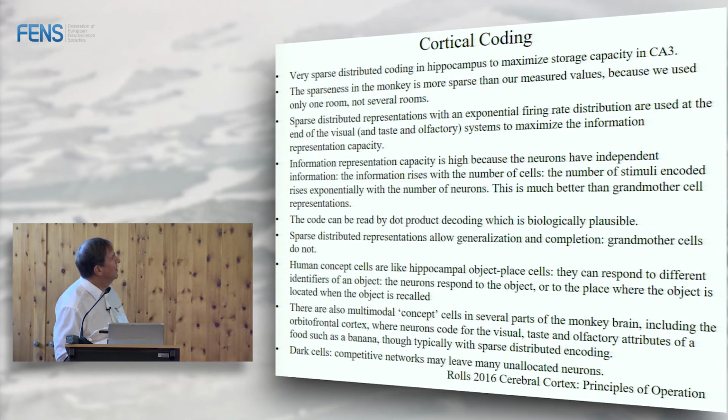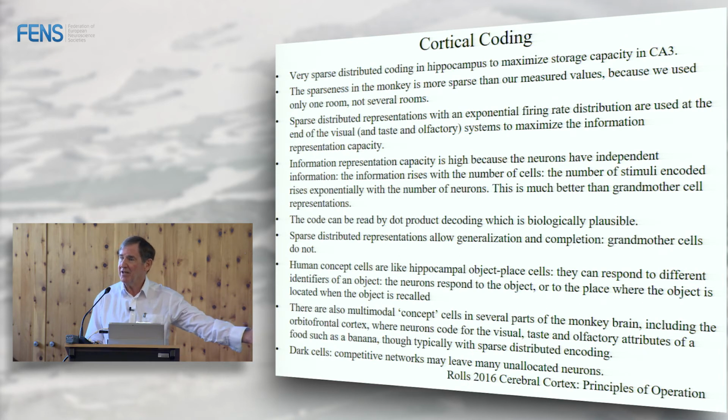So cortical coding: very sparse distributed coding in the hippocampus to maximize the storage capacity. So concept cells. What are concept cells doing? I think concept cells are just this. They're just the sparse representation of stuff that's come in from places like inferotemporal cortex, because it's a sparse representation, with a less distributed coding than is present in inferotemporal cortex.